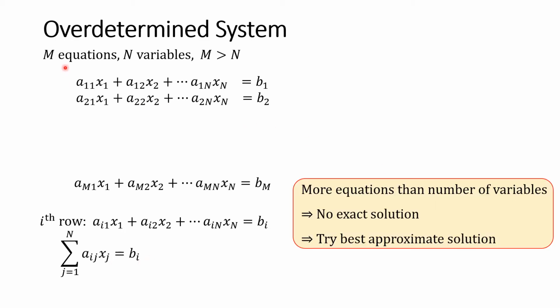Now we have more equations to solve than the number of variables. Hence, we cannot find an exact solution in terms of the x's so that all the left-hand sides match with the right-hand sides here. So we will instead try to find the best approximate solution.